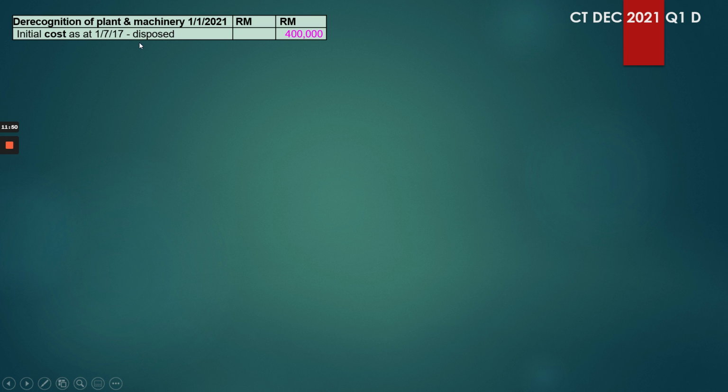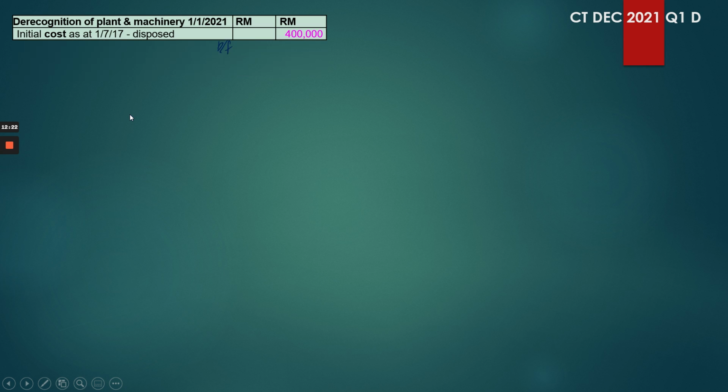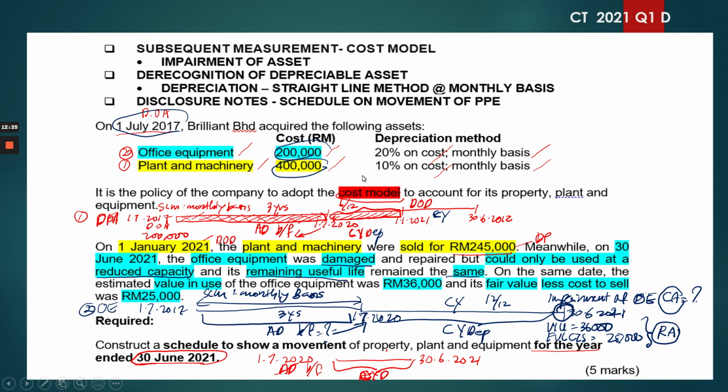Because it was being disposed completely, we need to find out what the accumulated depreciation of the asset is on the date of disposal. Remember, the date of disposal was 1st of January 2021. First, find out the accumulated depreciation as at 1st of July, beginning of the year, which is the accumulated depreciation brought forward. That was going to be from 1st of July 2017 up until 1st of July 2020. So 400,000 times 10%. That 10% is because you have the 10% rate, and that was for plant and machinery. And remember, for office equipment, that was 20%.